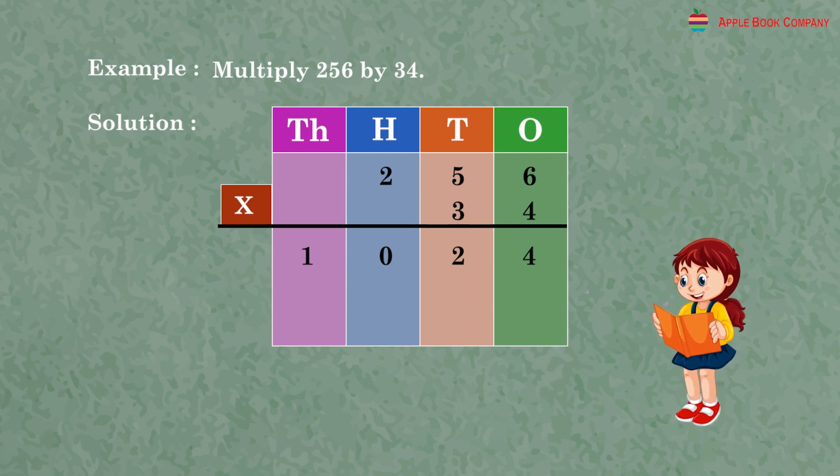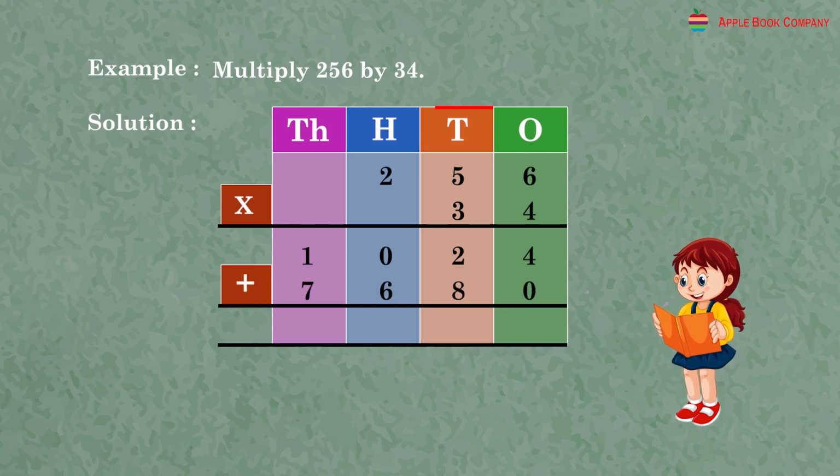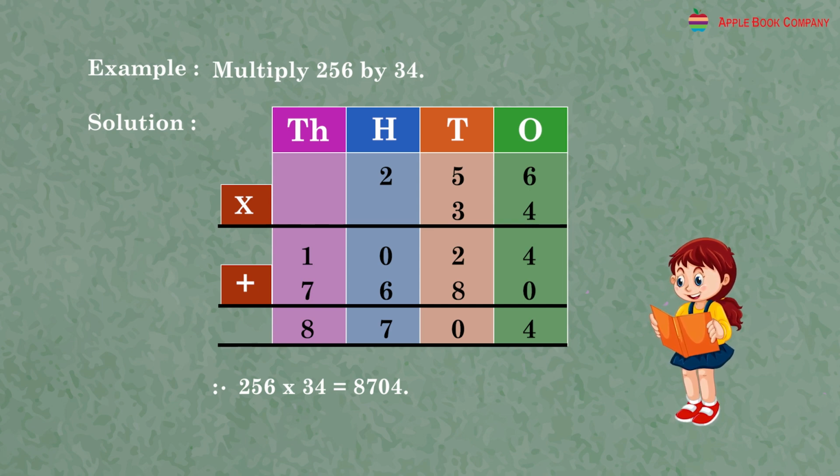Step 2. We multiply 256 by 3 tens is equal to 768 tens, which is 7680. Now we add the two products. 1024 plus 7680 is equal to 8704. Therefore, 256 multiplied by 34 is equal to 8704.